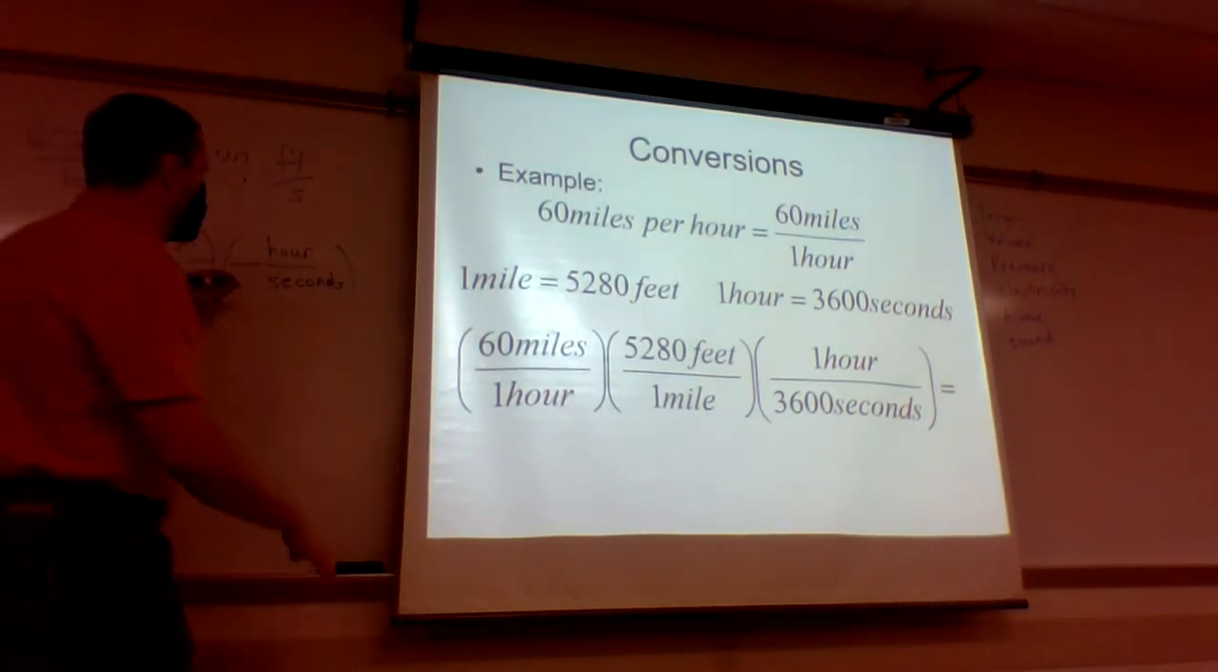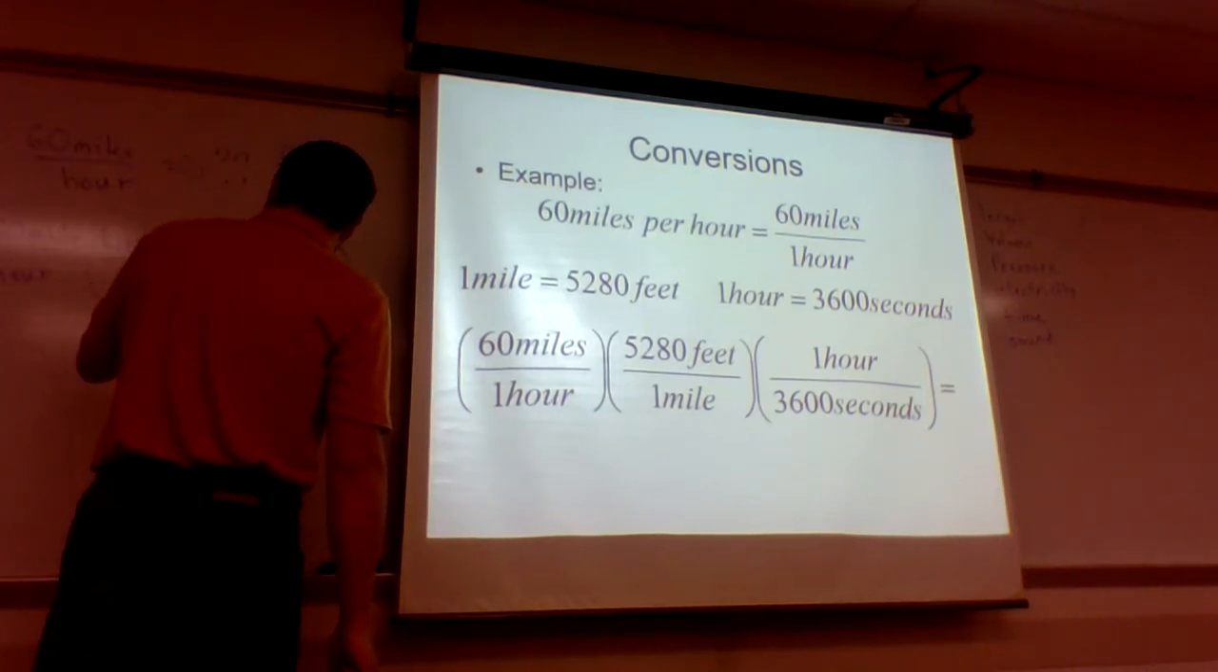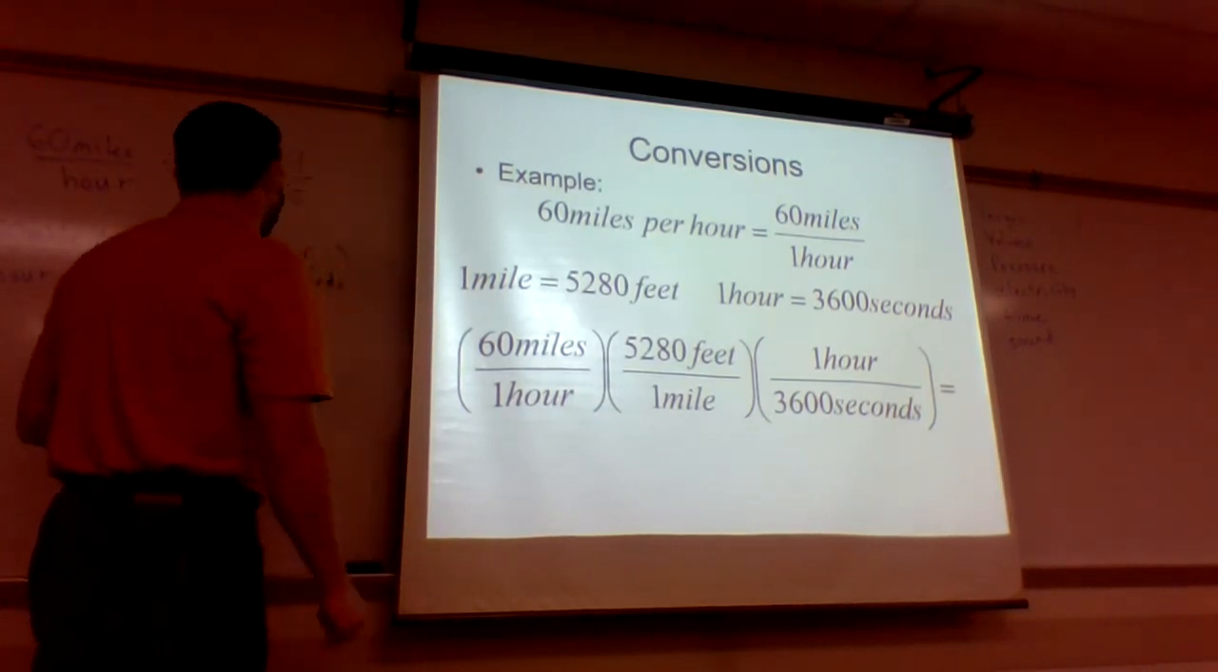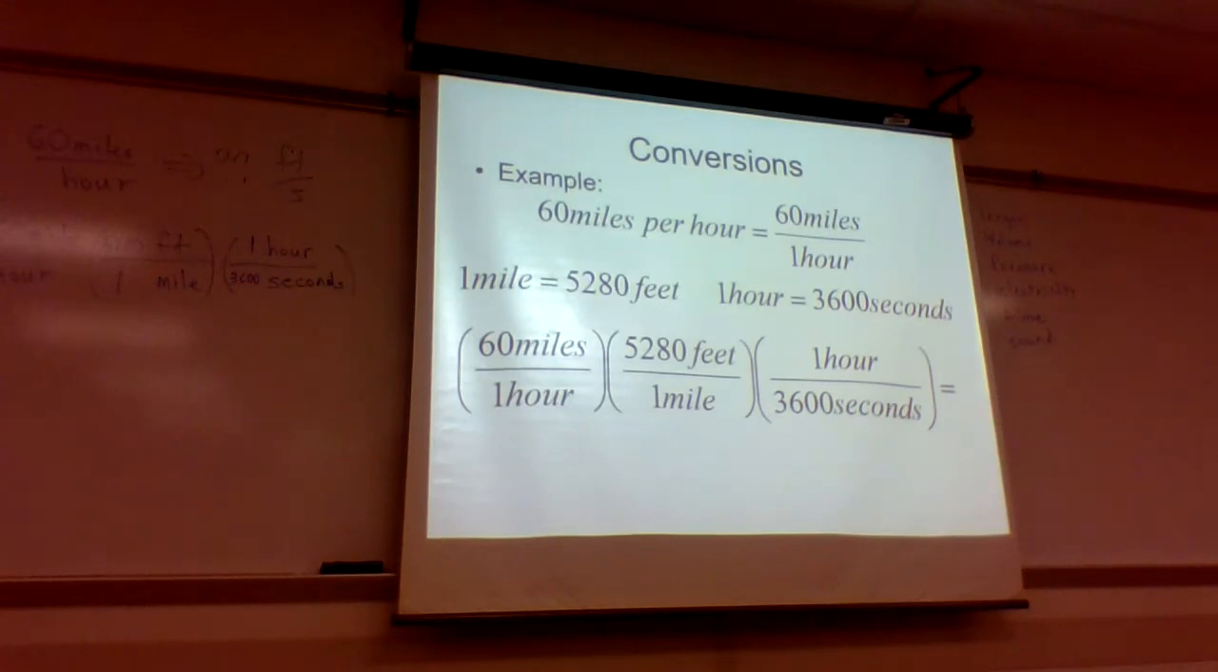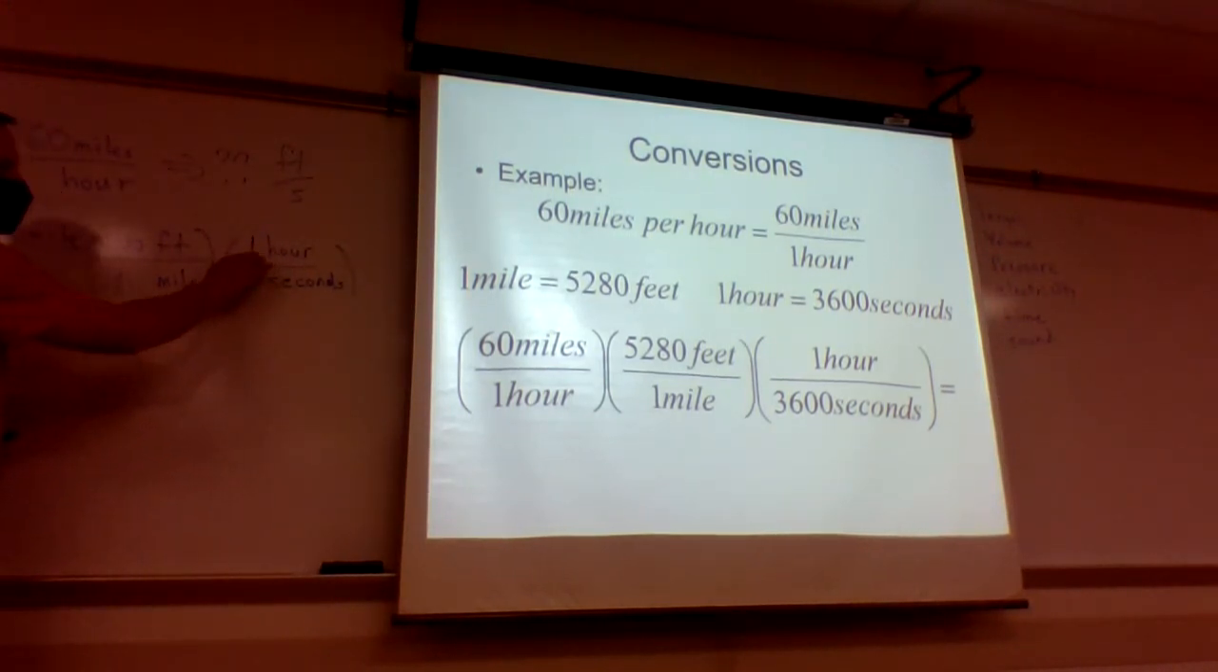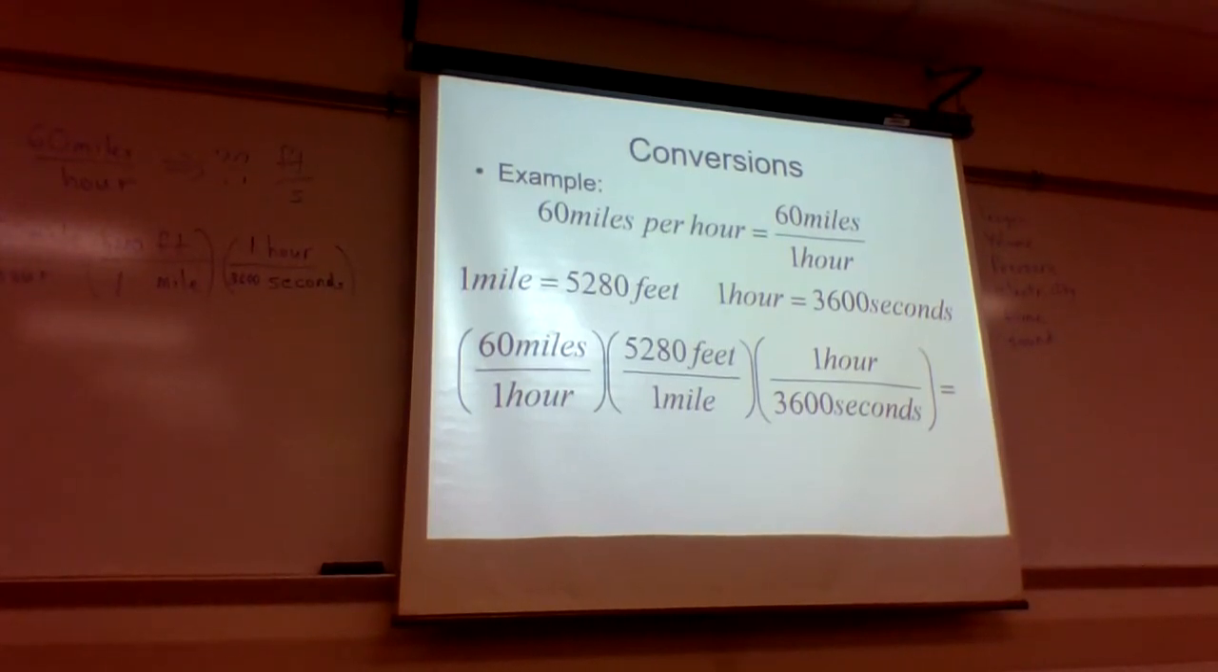And then I just need the values here. So I know 1 hour is 3,600 seconds. There's nothing saying I couldn't say, well, 1 second is what fraction of an hour, and plug that in, and that works just fine. Okay. And then you run this through a calculator.